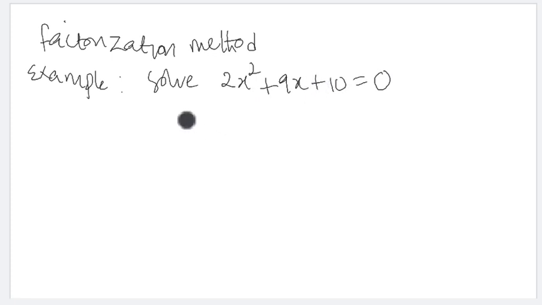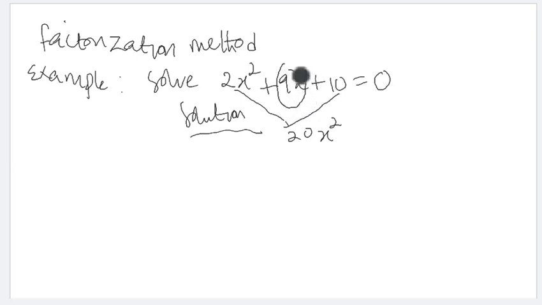Now to solve this equation, we multiply this by that. 2x squared multiplied by 10 gives us 20x squared. Now we're looking for factors, two numbers which when we multiply give us 20x squared, and when we sum them up give us 9x.